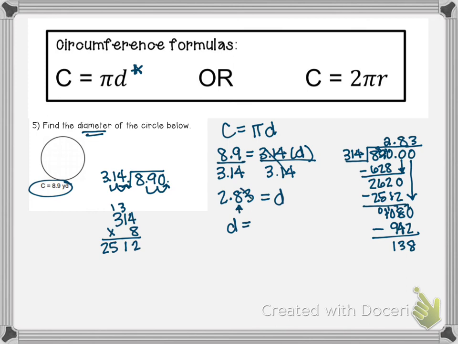We're going to look to the right, and if it's 4 or less, we drop it off. 2.8 yards. If it was 5 or more, we would add 1 to the 8 to make it 2.9. But it was 4 or less, so we just drop it off. So that's circumference. If you have any questions, please let me know in class.